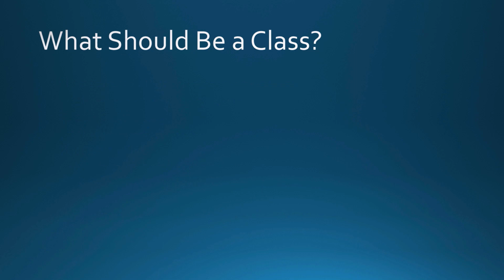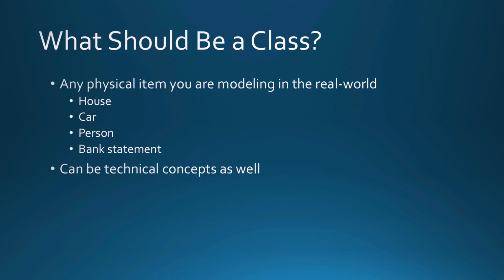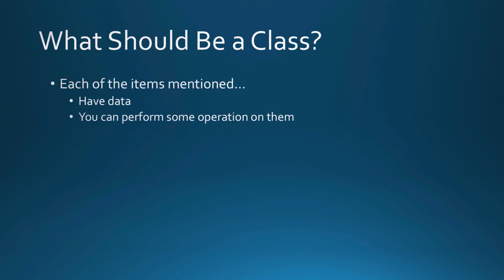Now, the question you might be asking is, well, what should I make a class in my application? Well, any physical item that you're modeling in the real world can probably be a class, such as a house, a car, a person, a bank statement. It could also be a technical concept, such as a table in a database, a file in a folder, or even an email. Now, each of the items I mentioned have data, and you can perform some operation on them. If you can come up with those two things on a physical item or a technical concept, it will probably make a good class.